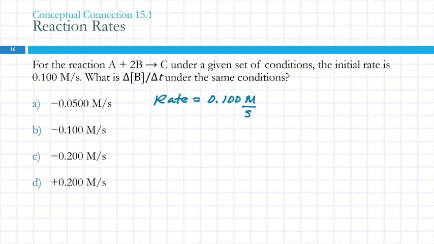That's the rate. How is the rate related to the change in B? It's a reactant, so it's negative. 1/2 delta B over delta T. So this is equal to half of that, right? And there's a negative here. So this must be twice as big and negative.